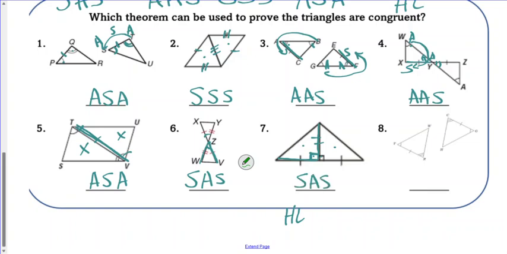And then the last one, I have an angle, side, and an angle. Angle, side, angle is the last one.